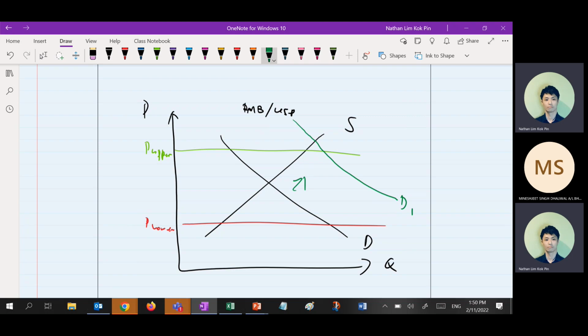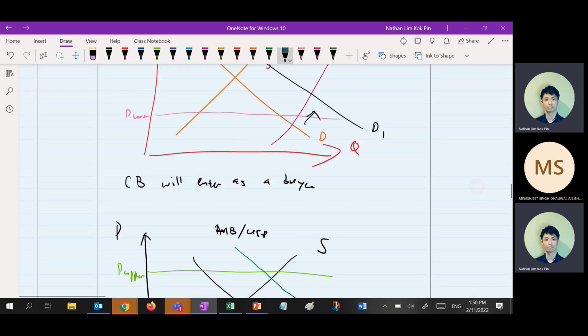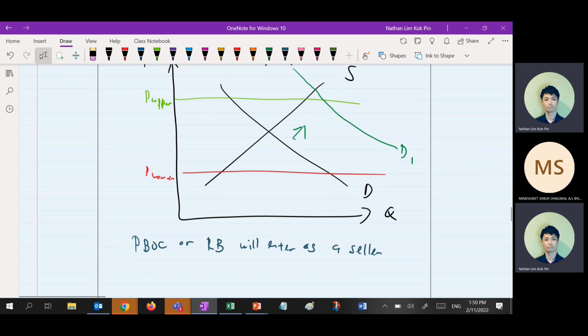Then the PBOC will enter the market as a seller. So PBOC or the Reserve Bank will enter as a seller. Surprisingly, my reflex is already so trained that when I talk about Malaysia's Central Bank, I use CB, and when I use other countries' central banks, I use RB. Wow, my reflex is so good. Enter as a seller.